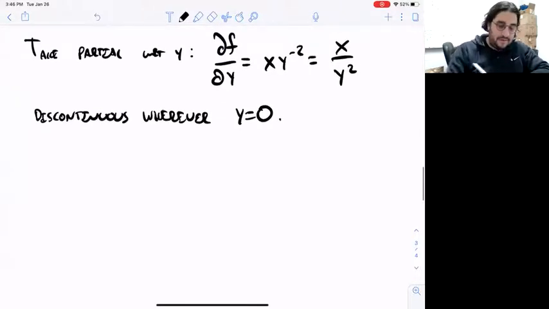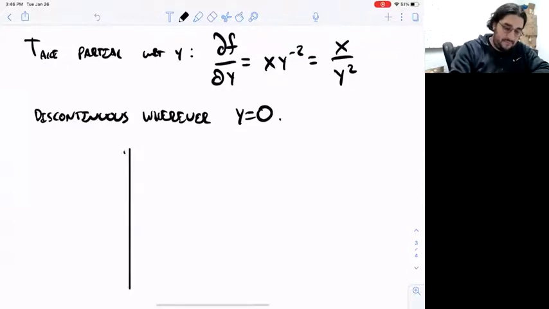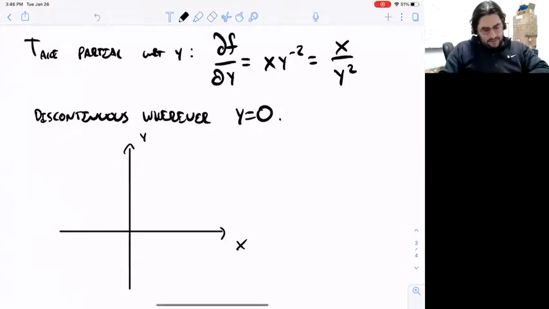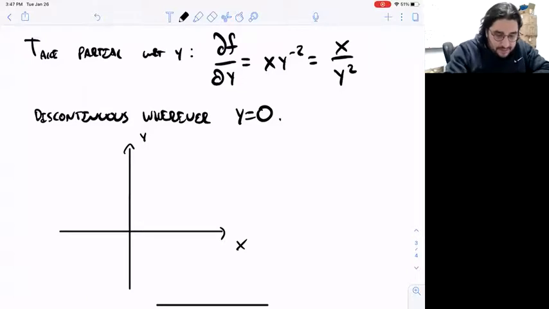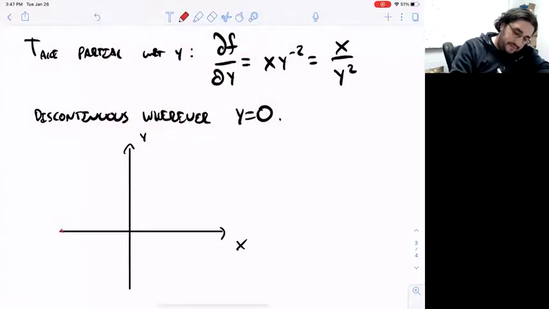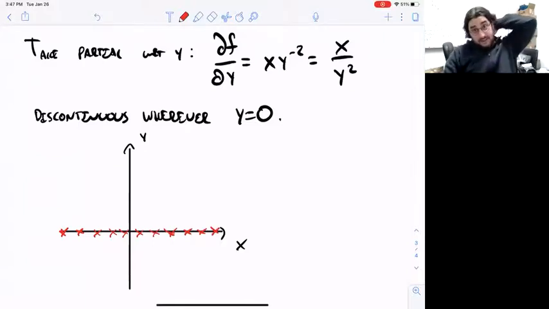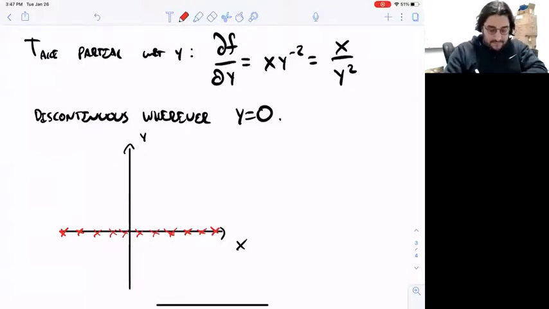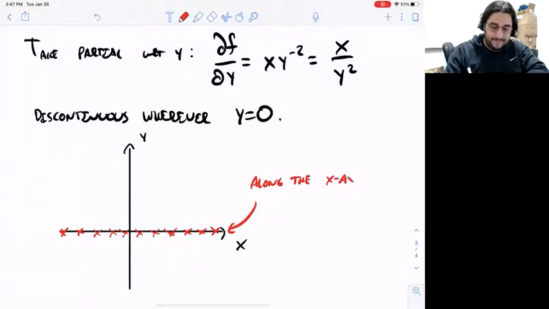So if you're thinking about our plane, our little slope field, if you have x and y, right, where's y equals 0? Well, that's all these points here, right? So these essentially are bad points. These are places where the partial derivative of the right-hand side of our differential equation is discontinuous. So along the x-axis, we cannot promise a unique solution.